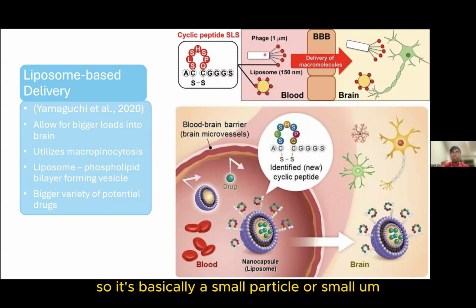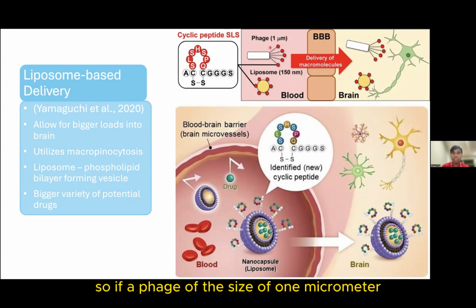So it's basically a small particle, or not a particle, but a small organism that they bring into the brain to test the effectiveness of these peptides. The benefit of this is that, as you can see here, it says 1 micrometer is the phage size, all right? And the liposome is 150 nanometers. Now, 1 micrometer is 1,000 nanometers.